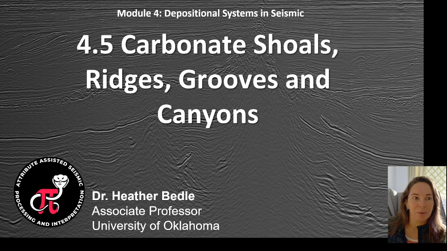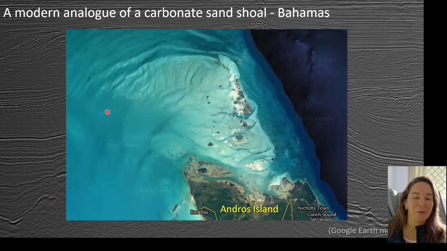All right, so today we're going to move on to more case studies looking at carbonate shoals, ridges, grooves, and canyons and how they look in seismic data. As you may or may not know, carbonate shoals, ridges, and grooves are pretty critical elements in understanding the ancient depositional environments and modern carbonate platforms. They have very distinctive signatures in seismic reflection data that help us map these ancient shorelines and platform margins and also provide insights into paleocurrent patterns, sea level changes, and potential hydrocarbon reservoirs.